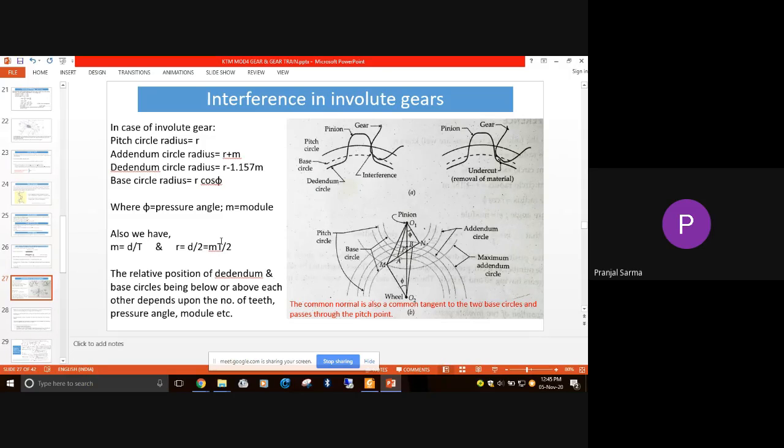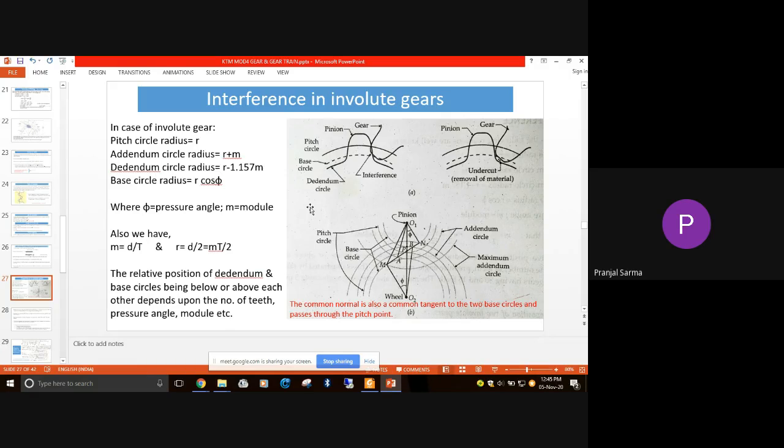Now, as you know, we already have the addendum circle and the base circle, and all those things have already been defined. Now the relative position of the addendum and base circles, whether the addendum circle is above the base circle or below it, actually depends on some factors like the number of teeth, the pressure angle, and the module of a particular gear tooth. So these are the parameters on which the relative position between the addendum circle and base circle depends.